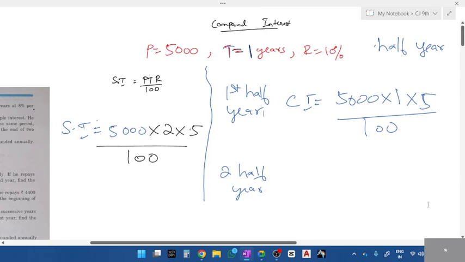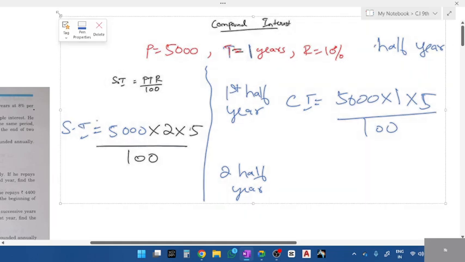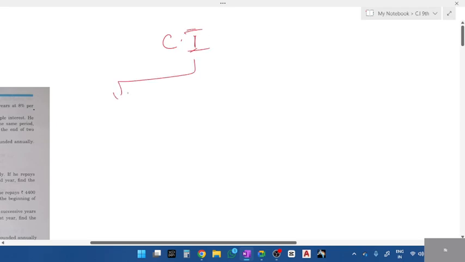Shall we try the formula method now? Shall we start the formula? Compound interest. Okay, compound interest formula. Normal methods, year by year calculation and formula method.